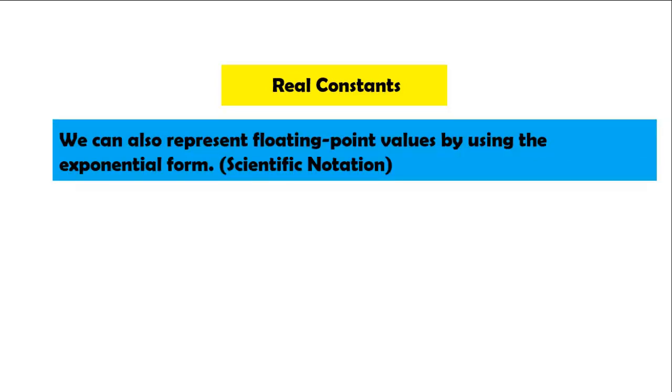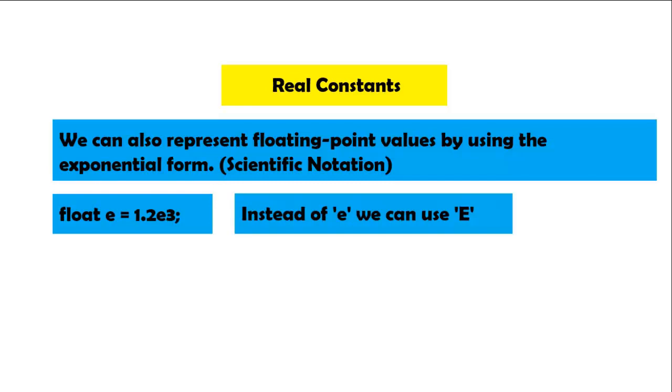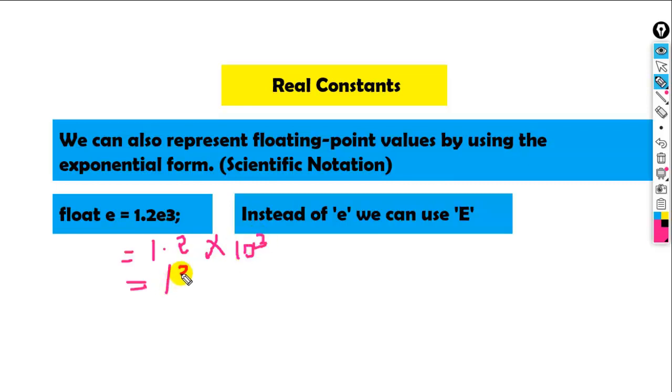So please do remember, we can also represent floating point values by using exponential form, which is also called as scientific notation. As you can see here, float e is equal to 1.2e3. Instead of lowercase e, we can use uppercase E as well. So let's represent this scientific notation into floating point number. So we can write 1.2 × 10^3. So we can write 12 divided by 10 × 1000, which is equal to 1200. So this way we can also represent floating point values by using exponential form called as scientific notation.